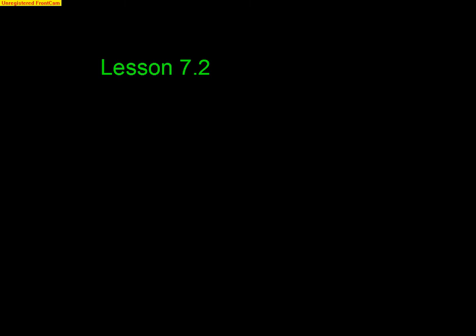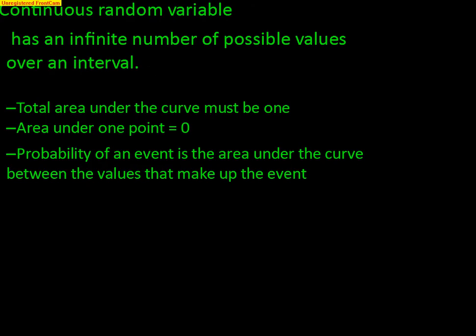So for lesson 7.2, we will continue our discussion of random variables, this time with a continuous random variable. Now, a continuous random variable has an infinite number of possible values over an interval. An example of this would be all real numbers between 2 and 3. There's an infinite number of numbers between those two numbers.